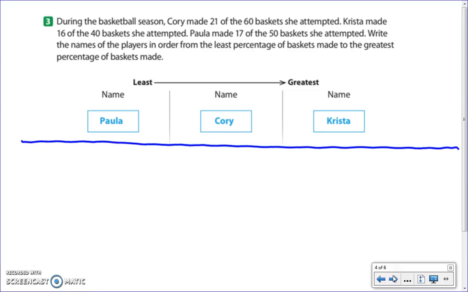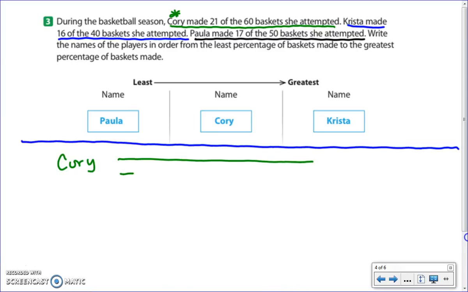But let's analyze the problem piece by piece. It says that Corey made 21 of the 60 baskets that she attempted. We're going to do Corey stuff in green. Krista made 16 of the 40 baskets she attempted. And Paula made 17 of the 50 baskets that she attempted. Actually, I'm going to incorporate unit rates into this problem, I think, to help me solve it. So let's talk about Corey first. She's the first one in the problem. And what I'm going to do is try to make this into equivalent fractions. I'm going to use a double number line here for Corey, and I'm not sure how far I'm going to have to go because I want each of the fractions to be compared with the same denominator.